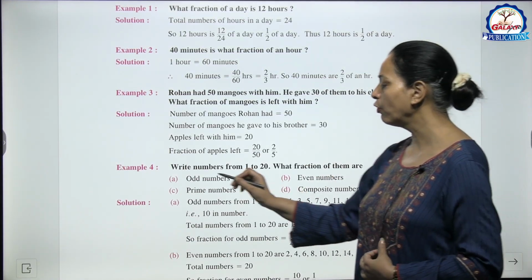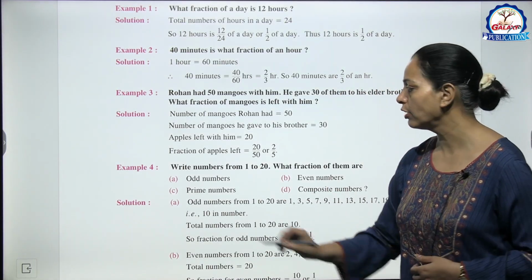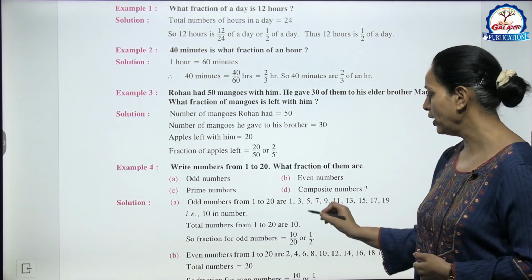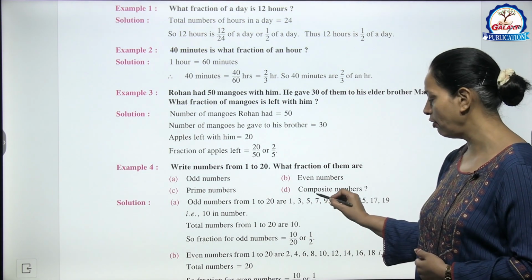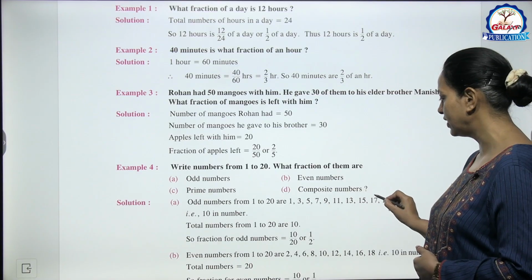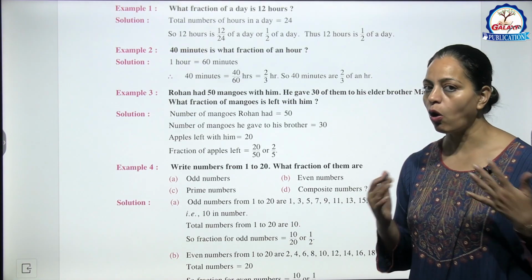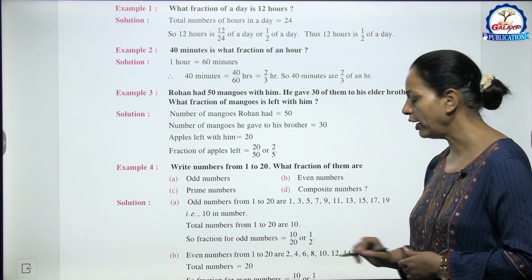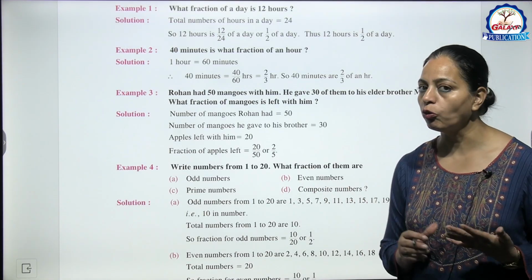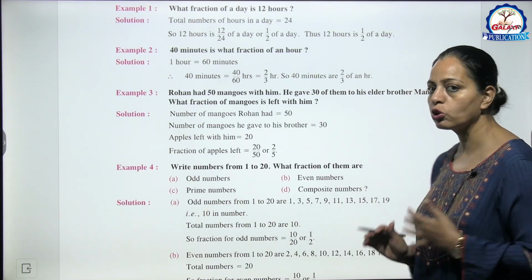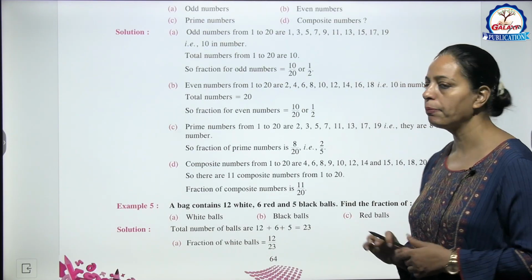Okay. Now example 4. Write numbers from 1 to 20. What fraction of them are odd numbers? So from 1 to 20, how many odd numbers do we have? Here we have 10 in number: 1, 3, 5, 7, 9, 11, 13, 15, 17, 19. So total numbers 20, odd numbers 10. So 10 upon 20, answer is 1 by 2. Now B part, even numbers. How many even numbers? So even numbers also 10. So the fraction is 10 upon 20, that is 1 by 2.